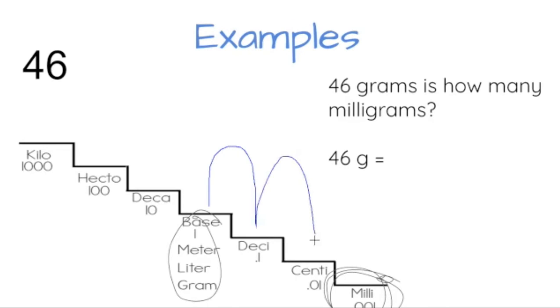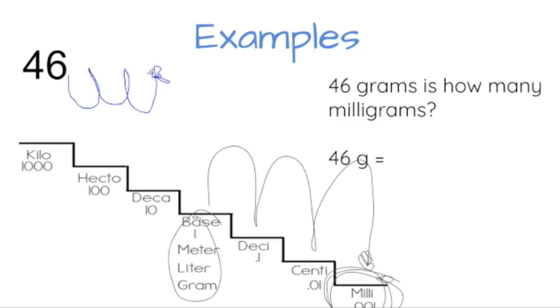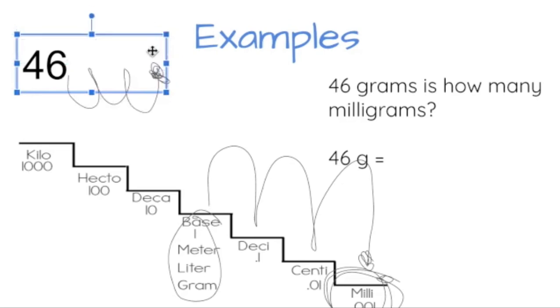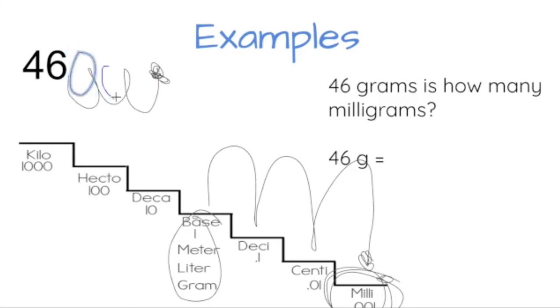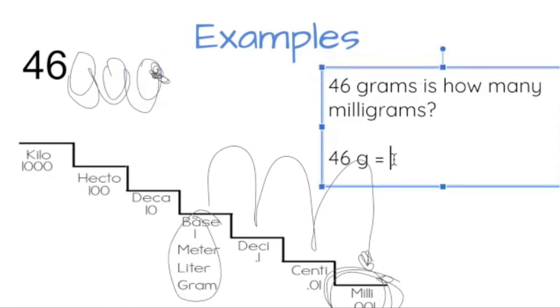We bounce. 1, 2, 3. We're here. And that means we move our decimal 3 times. Right now our decimal is imaginary behind the 6. We bounce. 1, 2, 3. Add our decimal right there. And fill in the zeros. We need a 0 here. We need a 0 here. And we need a 0 here. So our new answer is 4, 6, then 3 zeros. Add your commas. We've got 46,000 milligrams, mg.